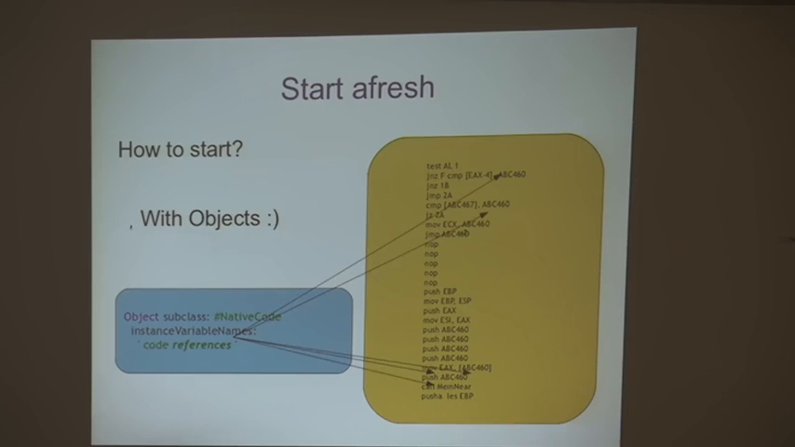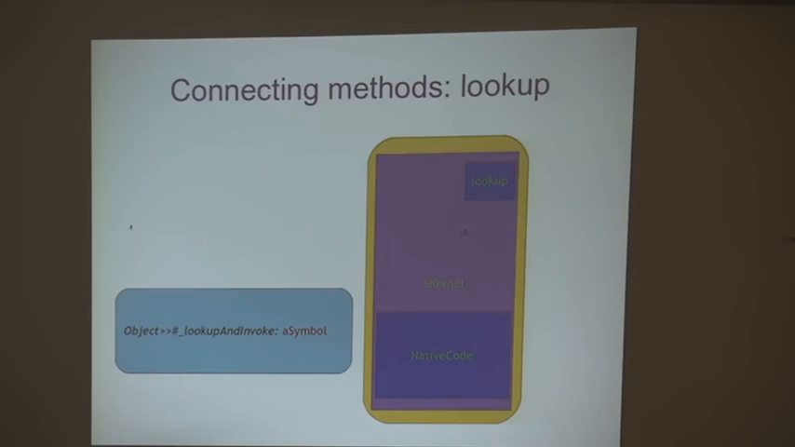Yeah, okay. So we have references. And the references, because when you JIT, you have some references to objects outside the code, like classes, literals, the compiled method. You reference the compiled method from the code. So all those references are in the references array or collection. Okay, so we need to connect the method just to run. So we implement lookup and invoke.